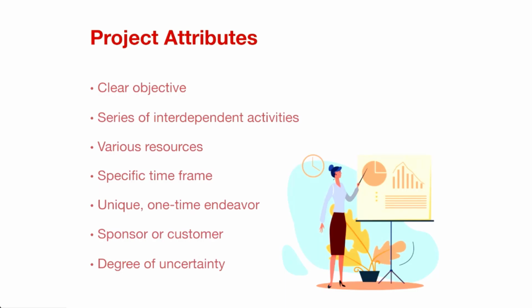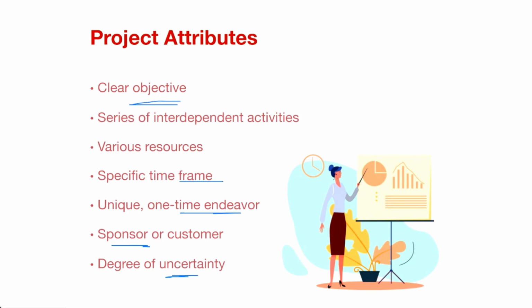So let's understand what a project is. A project generally has a very clear objective. It has a starting point. It has a very specific time frame. It is a unique one-time endeavor, meaning that it is something unique. It's not something that happens frequently. It has a sponsor, which means it has a client or somebody that is paying for the project to be completed. And it also has some degree of uncertainty.